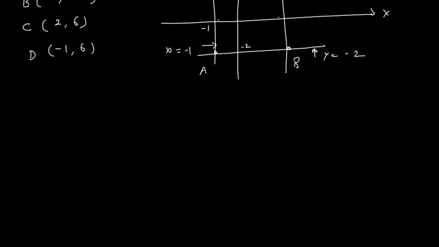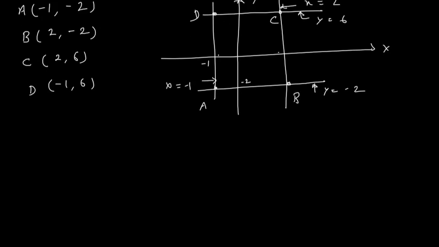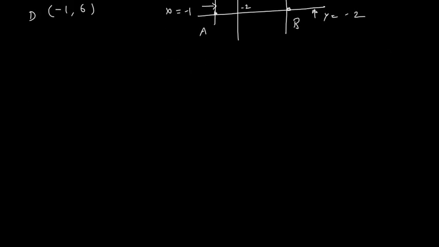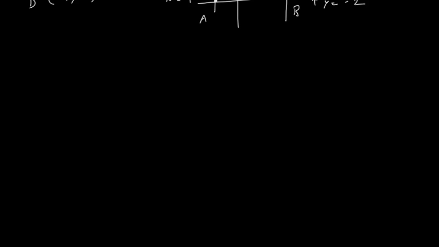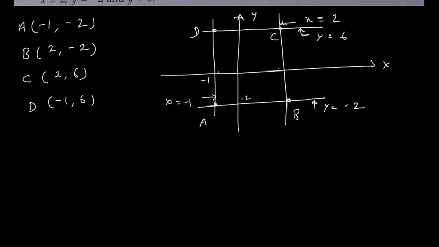So we have two diagonals. We have to find the equation of AC and the equation of BD. First I will find the slope of AC. For AC it is 6 minus minus 2, which becomes 6 plus 2, upon 2 plus 1. This is 8 divided by 3. This is the slope of AC.